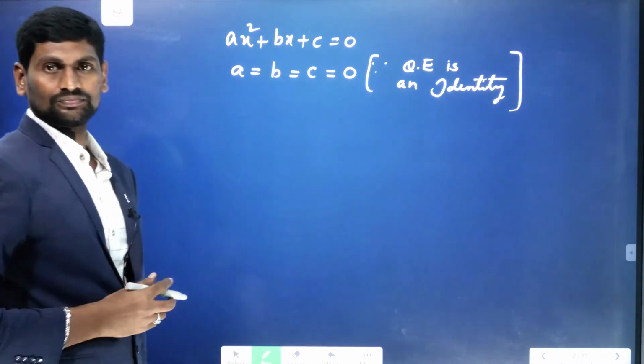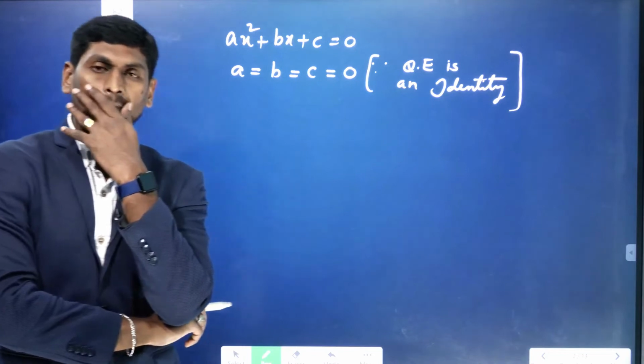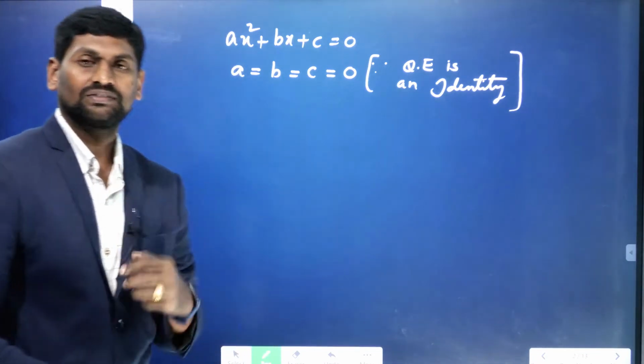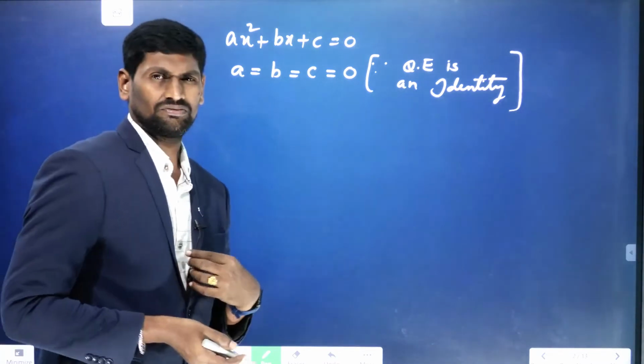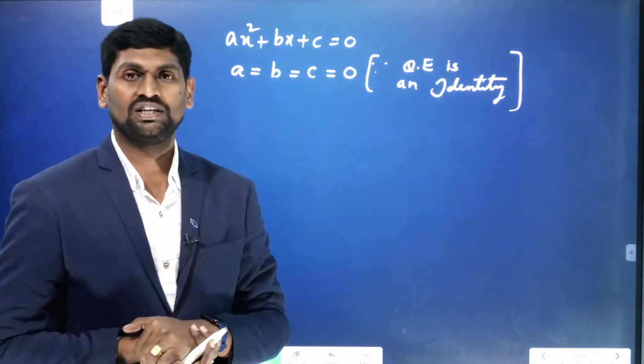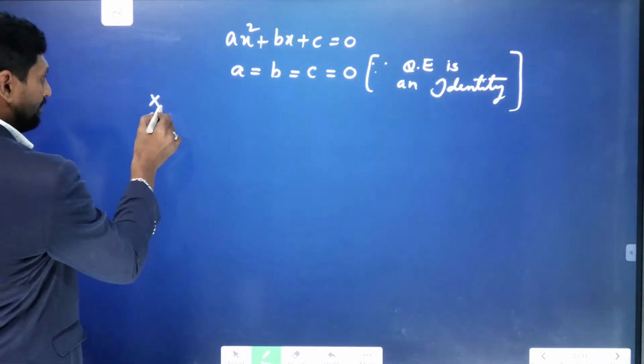Okay? Yeah. Now coming to today's concept, we discussed about minimum and maximum. The shape of a quadratic equation is a parabola. Okay, very good. Now, today we are discussing an important topic.